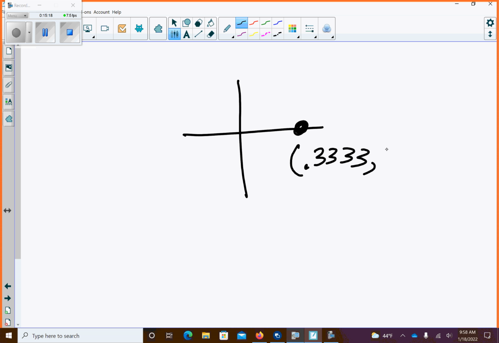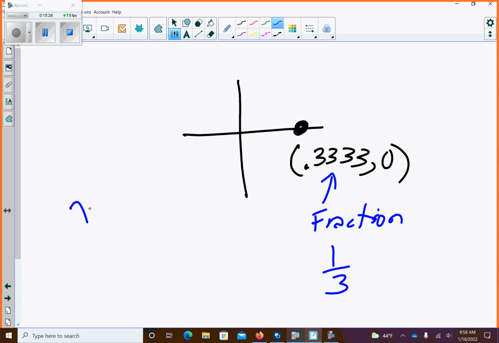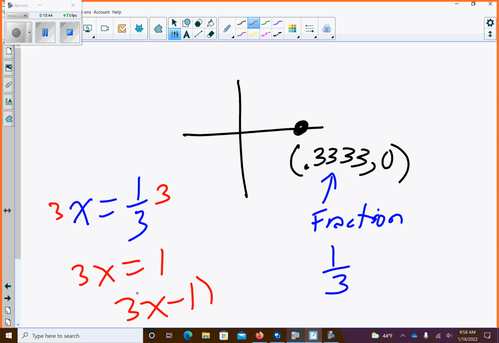Now, what would happen if it gave you a point like right here, and let's say this is the point 0.33333? What fraction do you think that goes with? Yeah, 1/3. So if I get x equals 1/3, how would I make that a binomial without a fraction? Times both sides by 3. And then this gives me 3x minus 1 as a binomial for that. Okay? So those are definitely things that you need to go.